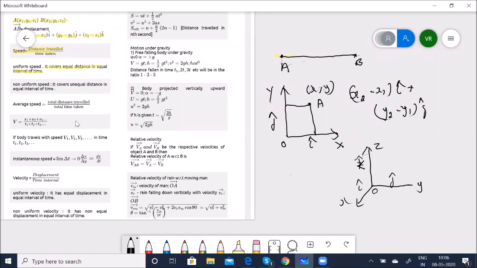Examples for three-dimensional motion: a kite flying on a windy day, motion of an aeroplane in space. All these can be cited as examples for three-dimensional motion. Next, let us go to distance and displacement.